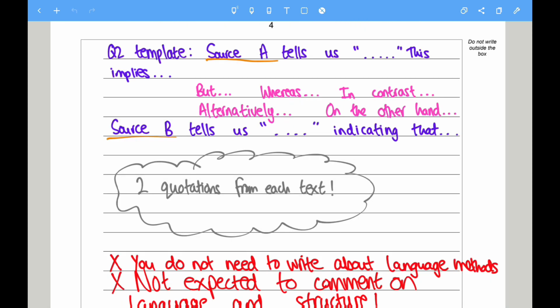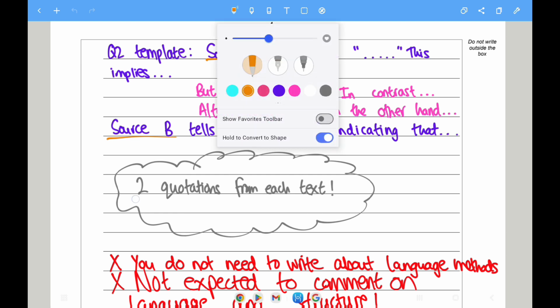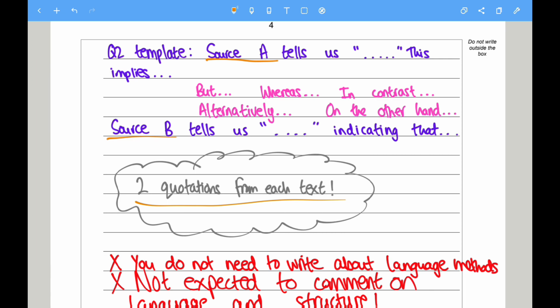Here we have a question 2 template. So you may begin with something like, source A tells us... This implies, and then you explain what this shows or what this suggests. And then you may want to counter or show the opposing side by using but, alternatively, whereas, in contrast, and make this comparison with source B. Source B tells us... indicating that... So you tell us what the difference is between the two sources. And preferably, as I've written here, you should try to look for at least, I would say, two quotations from each text. So 2 for source A and 2 for source B.